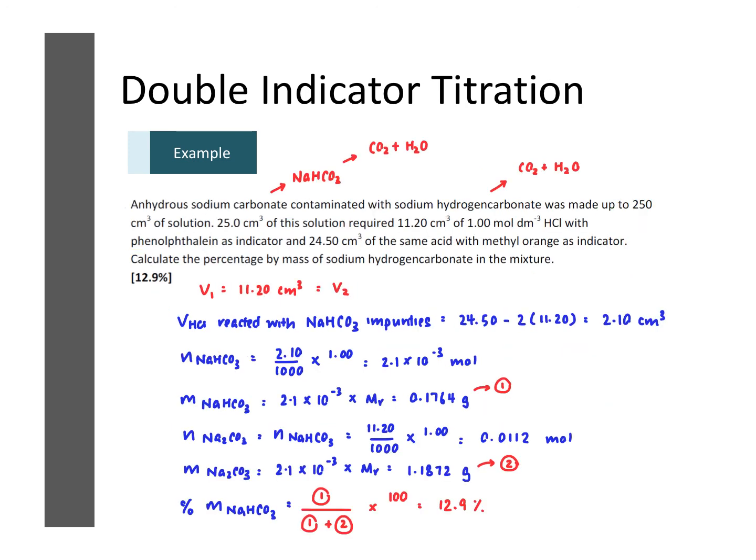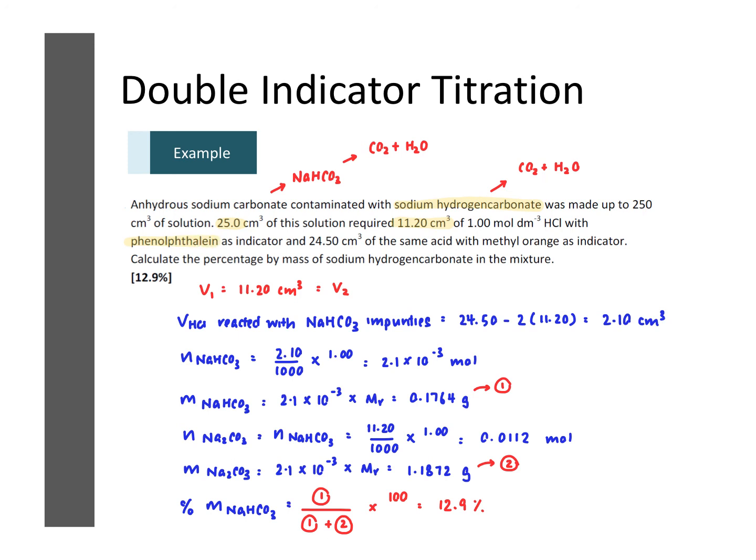Here is one last double indicator question. This question is slightly more tricky because we have a mixture of sodium carbonate and sodium hydrogen carbonate. Sodium carbonate is contaminated with some sodium hydrogen carbonate. And then 25 centimeter cube of this solution required 11.2 centimeter cube of acid with phenolphthalein as the indicator.